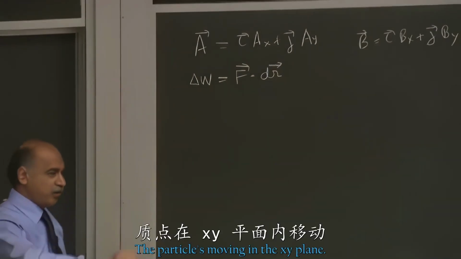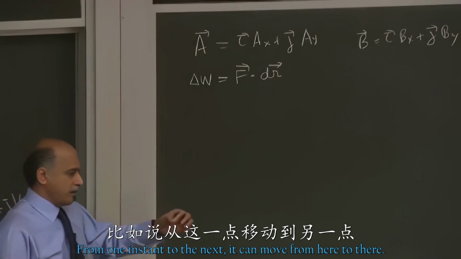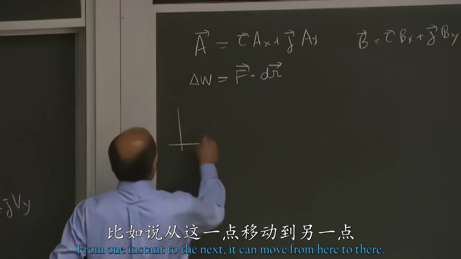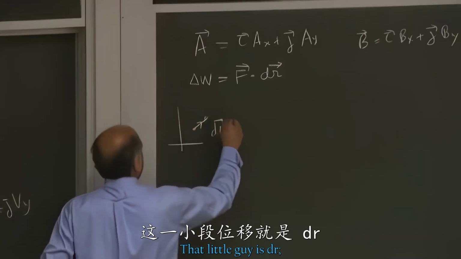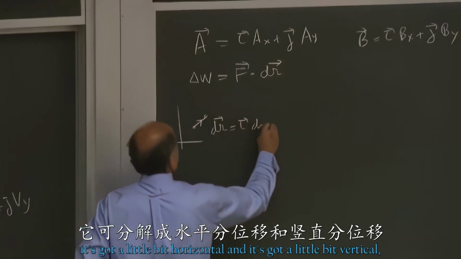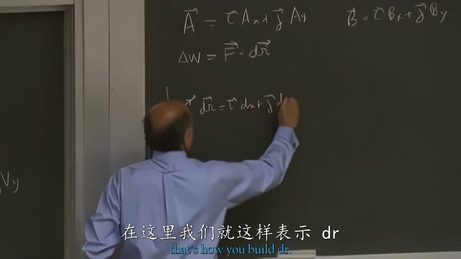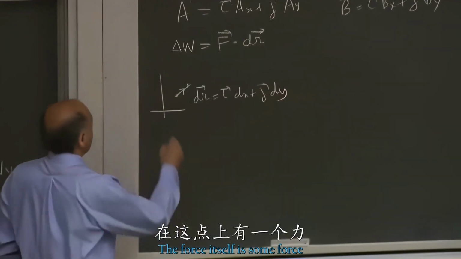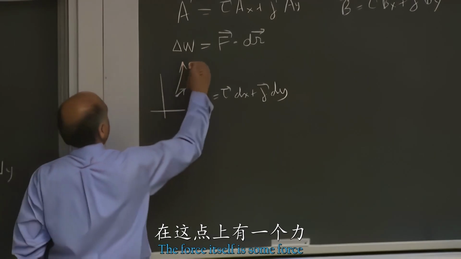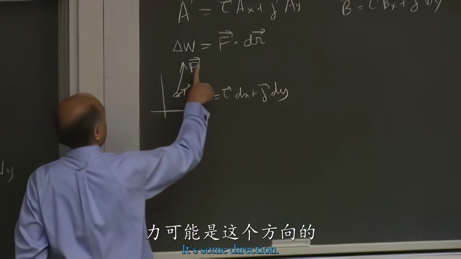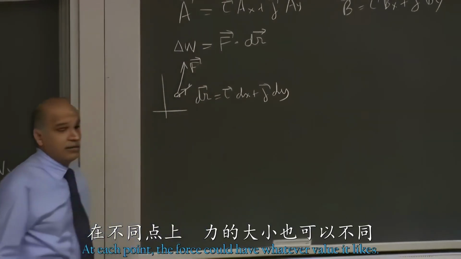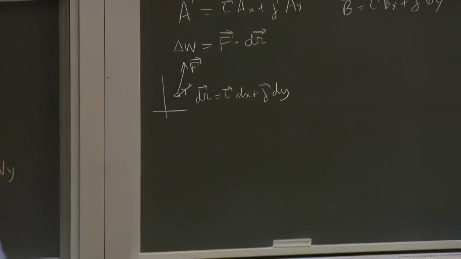The particle is moving in the xy plane. From one instant to the next, it can move from here to there. That little guy is dr. It's got a little bit horizontal and it's got a little bit vertical. That's how you build dr. The force itself is some force which at that point need not point in the direction in which you're moving. It's some direction. At each point, the force could have whatever value it likes.